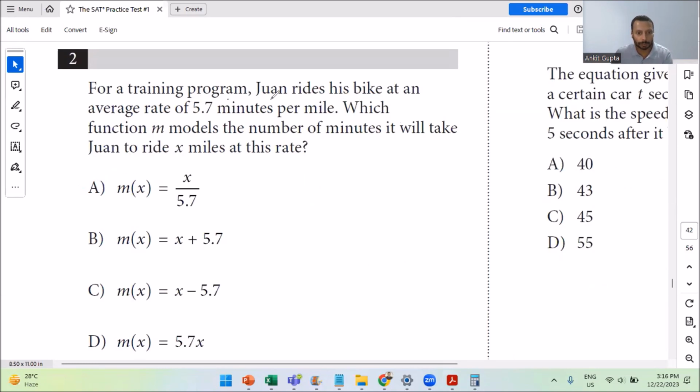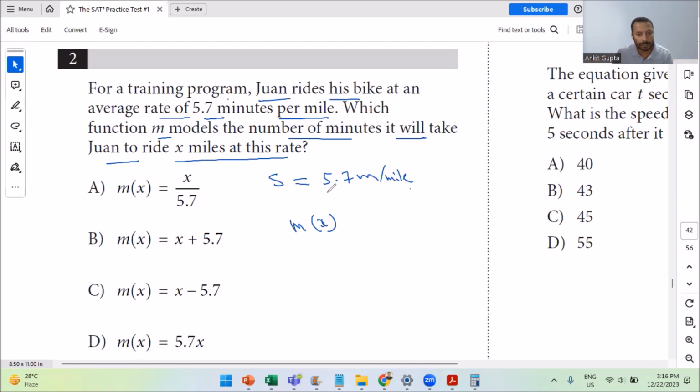For a training program, Joanne rides his bike at an average speed of 5.7 minutes per mile, right? So the average speed, let's say S, is given to us as 5.7 minutes per mile. While the function M models the number of minutes it will take Joanne to ride X miles at that distance, right? So there is a function M which is defining the number of minutes it will take Joanne to ride X miles at this rate.